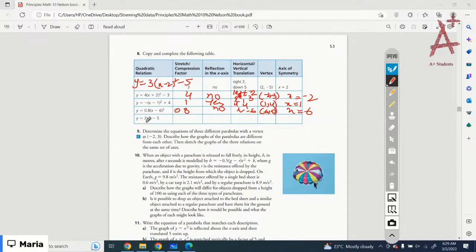Now for this one, a is 2, so the stretch and compression is 2. No reflection, the value is positive. Here you have just k, that means just a down movement of 5 units. The vertex is 0, -5, and the axis of symmetry is x equals 0. Got it?